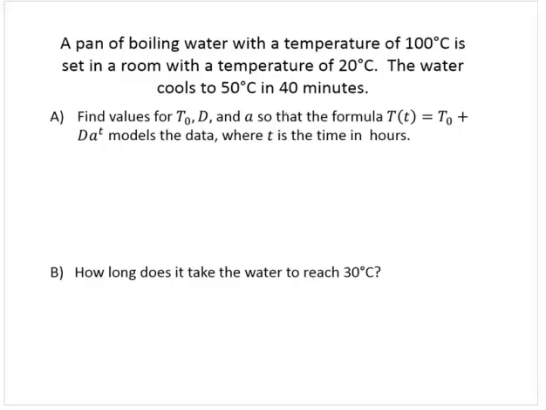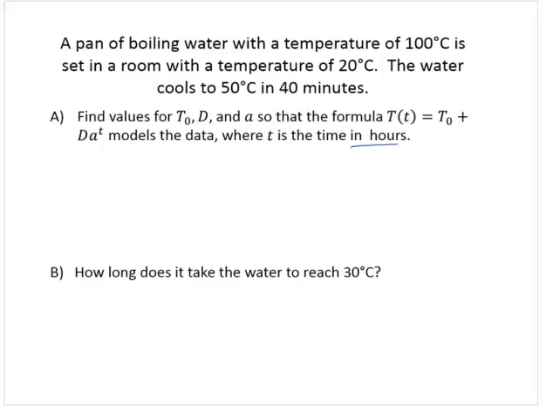A pan of boiling water with a temperature of 100 degrees Celsius is set in a room with a temperature of 20 degrees Celsius. The water cools to 50 degrees Celsius in 40 minutes. We're asked to find values for T naught, D, and A so that the formula T of t equals T naught plus D times A to the t models the data, where t is the time in hours.